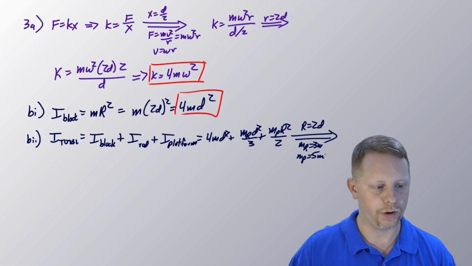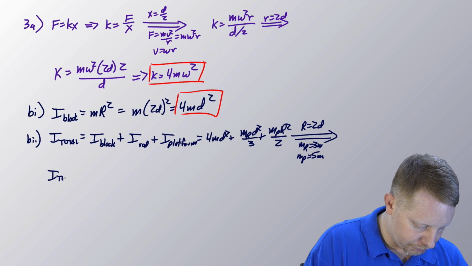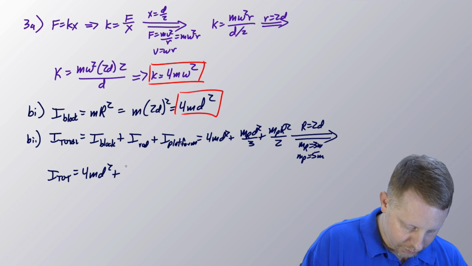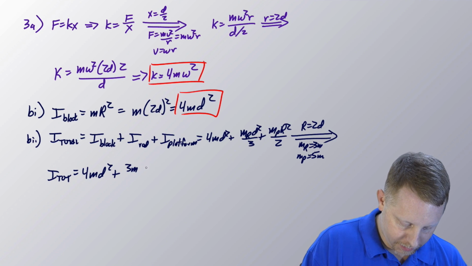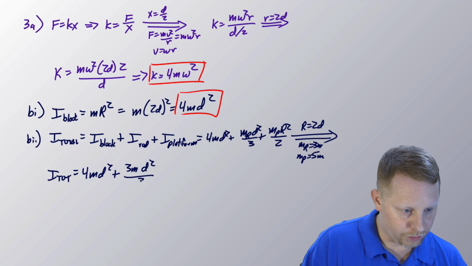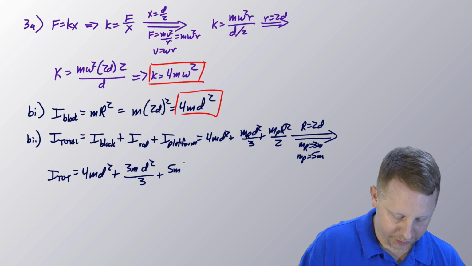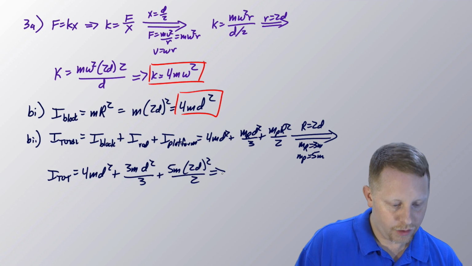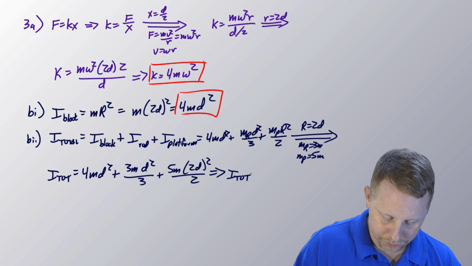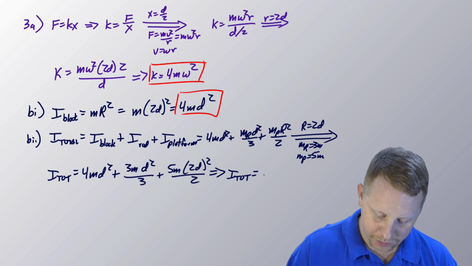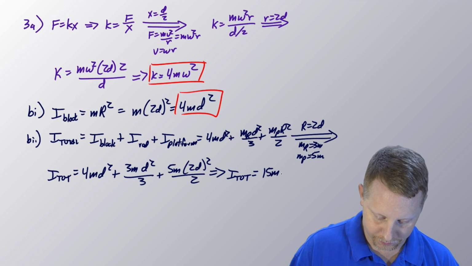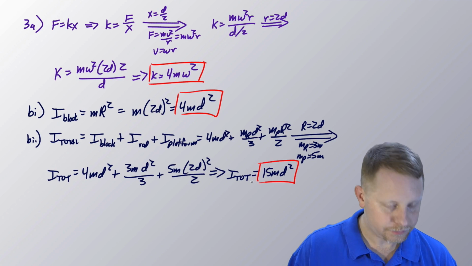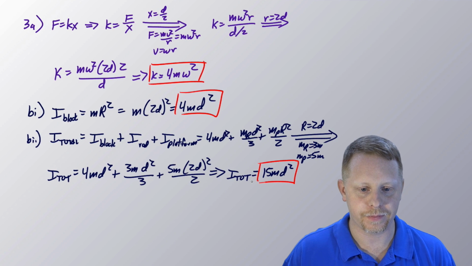We'll justify our work here so that our total rotational inertia becomes 4md squared plus 3m d squared all over 3 plus 5m times 2d squared over 2, which implies then that our total moment of inertia, if we add all these up, works out to be 15 md squared. And that covers us for B2.